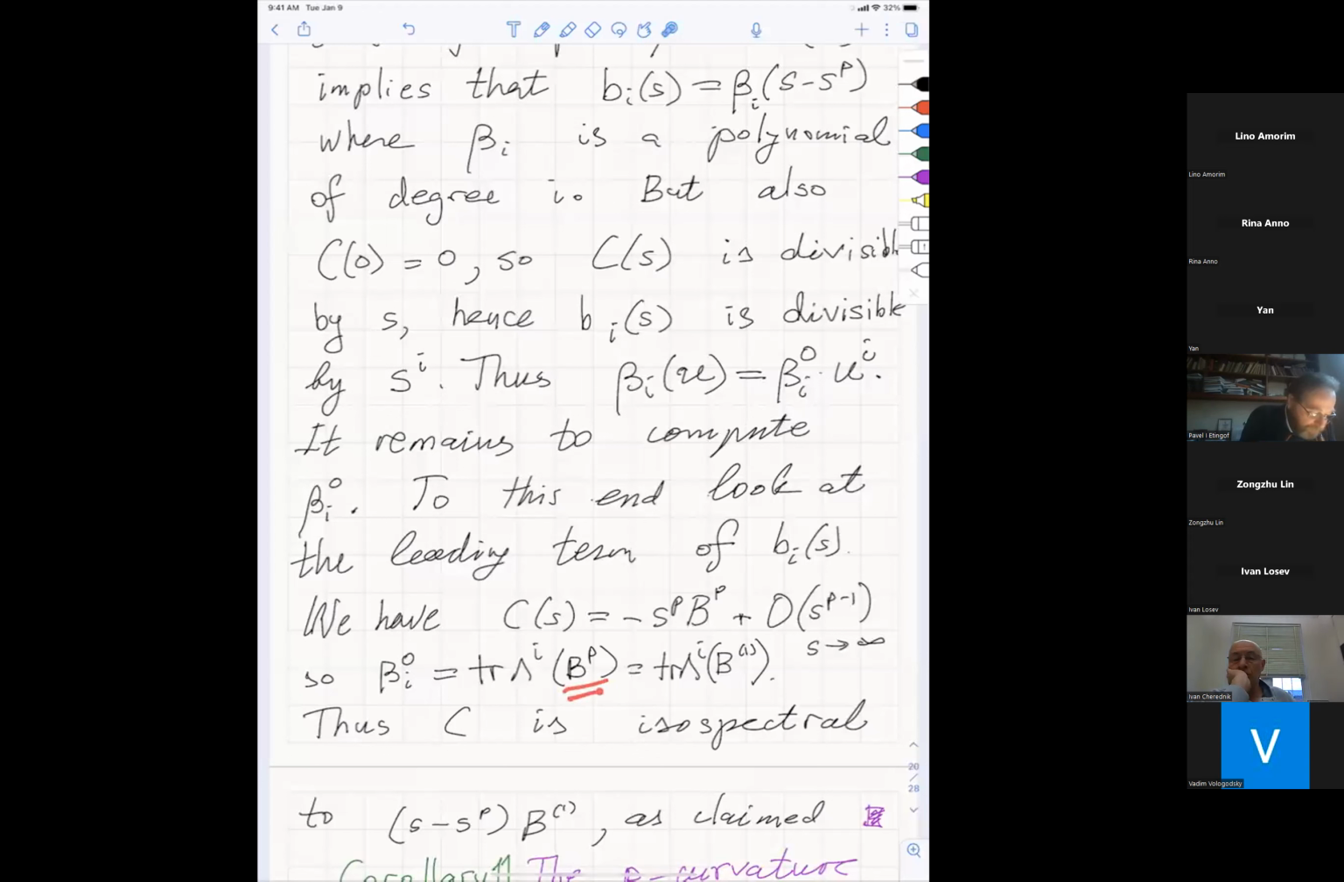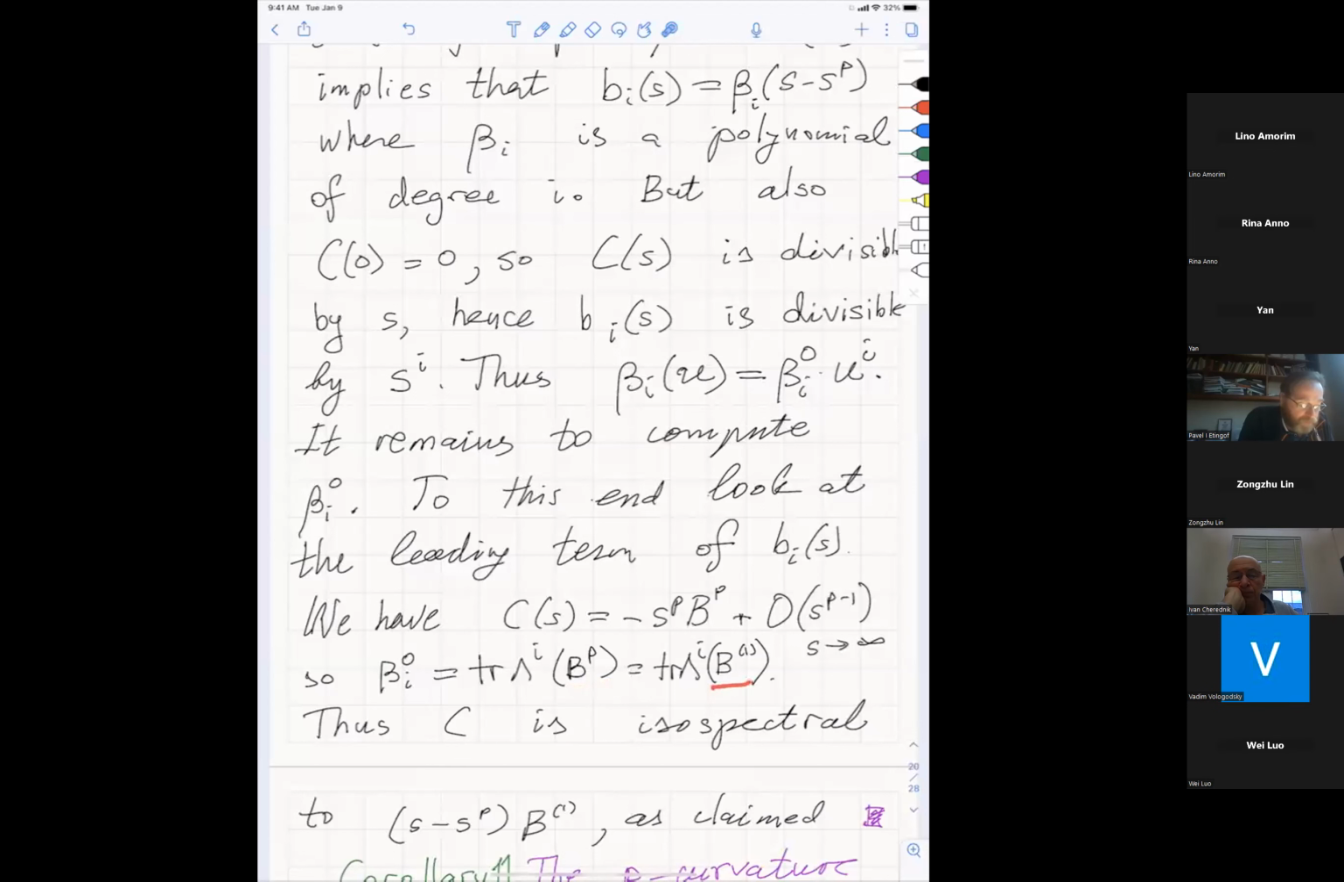One is B to the P, which is the usual P-th power of the matrix B, from the definition of p-curvature. The other matrix is B1. It's a much simpler matrix, where we take just every entry of B and raise it to power P.